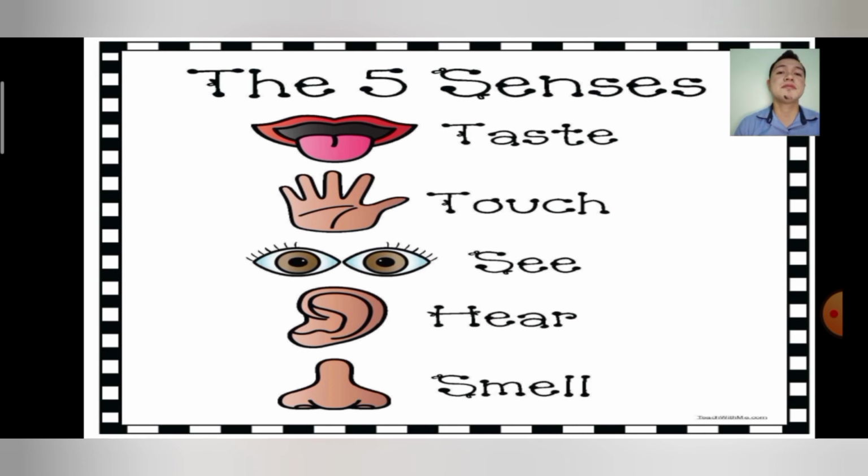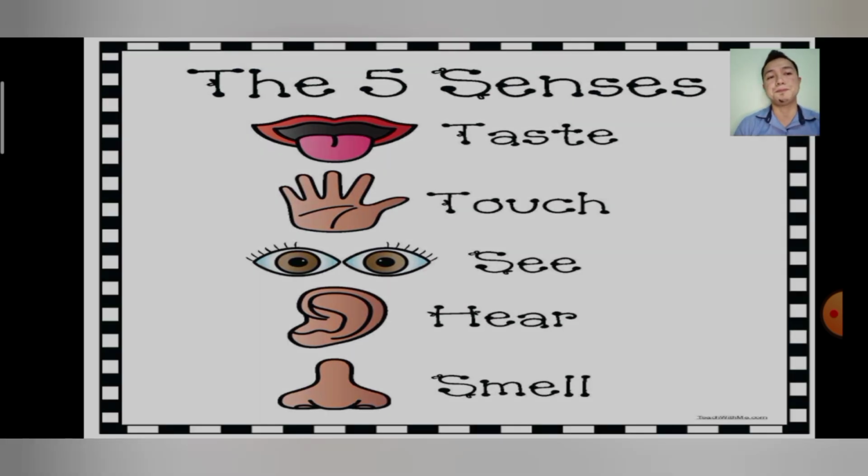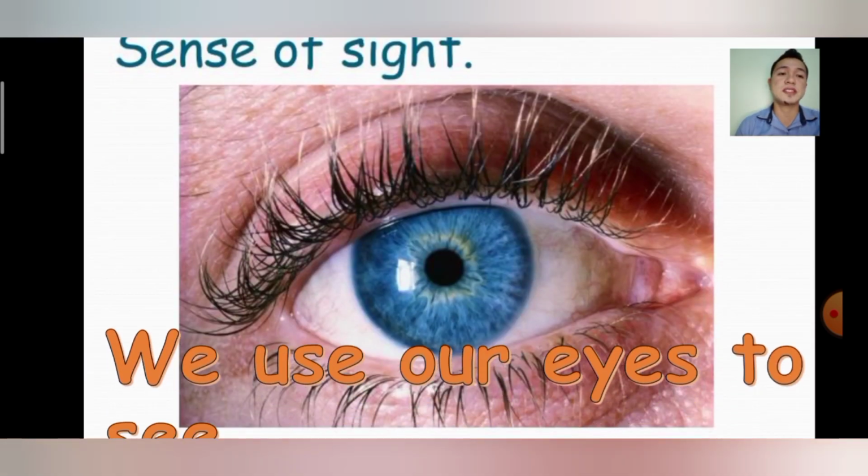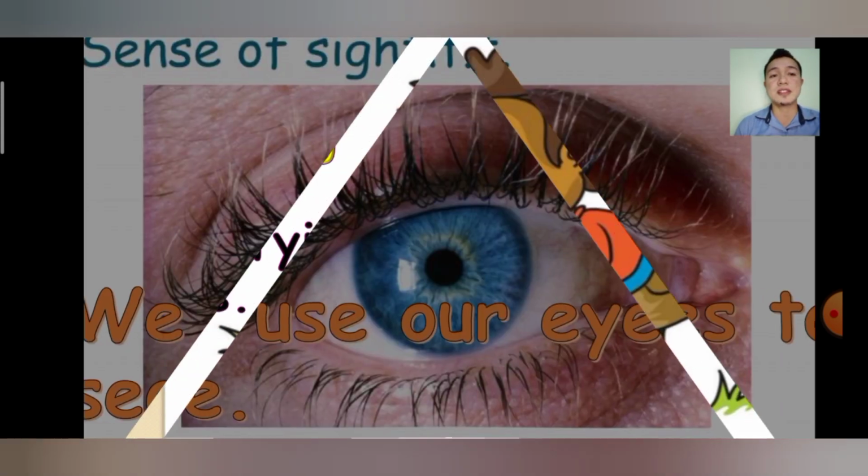One of the groups for the science process skills, or one of the tools, I mean. One of the tools is what? Observing. So in observing, we are using the 5 senses. The sense of sight, our eyes. We use our eyes to see things around us.